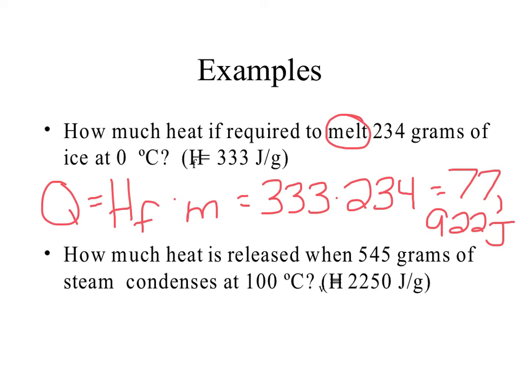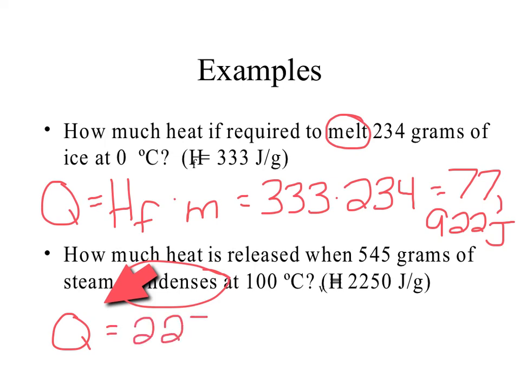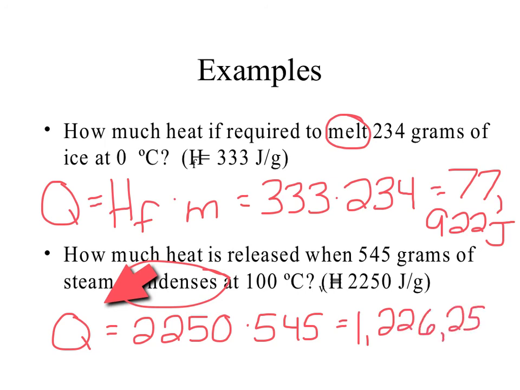Try this one. How much heat is released when 545 grams of steam condenses at 100 degrees? We're condensing. So Q equals HV, which is 2,250, times our mass, 545. I think we're going to get another big number. 2,250 times 545 equals 1,226,250, and our unit is a joule.